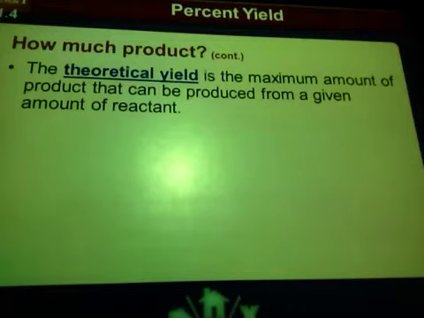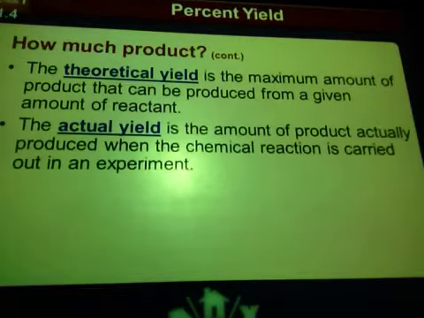So the theoretical yield is something that will tell us the maximum amount of product that can be produced from a given amount of a reactant. So theoretical yield just means this is the most product that can be produced based on what I'm given. The actual yield is the amount of product that we're actually producing in an experiment. So there's a difference between actual and theoretical. And theoretical, of course, is what we would want to strive for every time in a lab.